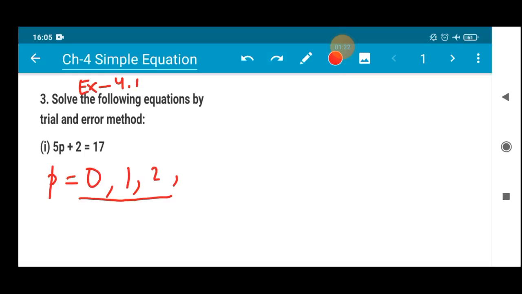But if you are not getting the value 17 by putting 0, then you have to try with the next one, 1, then the next, 2. You can put the negative value also to get 17. So this way of finding the value is considered the trial and error method. All right, so let us start finding the value of p.